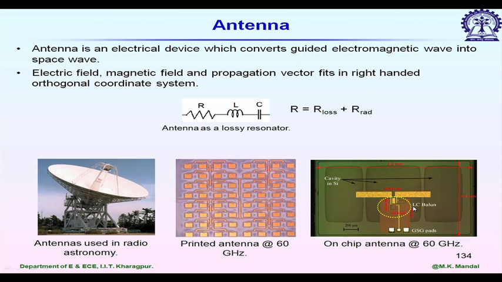At 60 gigahertz the wavelength is 5 millimeter, and when we are designing on a PCB substrate, we approximately consider the wavelength to be lambda naught by root epsilon r. So, the antenna dimension sometimes becomes 1 millimeter or even less than that. There is a possibility to integrate an antenna on the chip itself. We will see some examples. Sometimes even the packaging used for the integrated circuit can be used to incorporate the antenna structure.